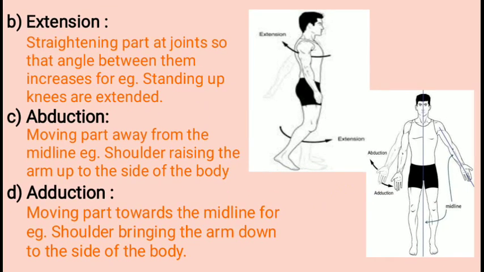So next we have adduction. So adduction means what? Opposite of abduction. So moving the part toward the midline, for example, shoulder bringing the arm down to the side of the body. Again from the shoulder, the arm is brought down to the side of the body, that becomes an adduction. So you can remember all of these four movements, and you can write down the notes.